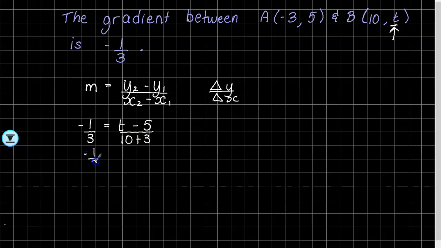So it's minus 1 over 3 equals t take 5 over 13. Who would like to tell me how I'm going to solve this, please? Excellent. Get rid of the divide by 13. We're going to times, so that becomes minus 13 over 3 equals t take 5. And to get rid of our take 5, we will add 5. So therefore t will be minus 13 over 3 plus 5. And what's that? 2 over 3?